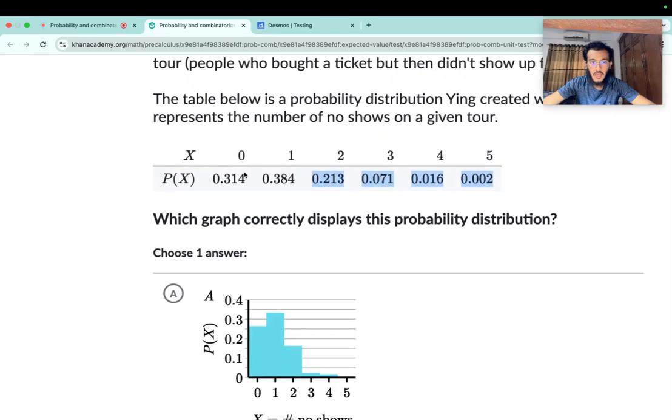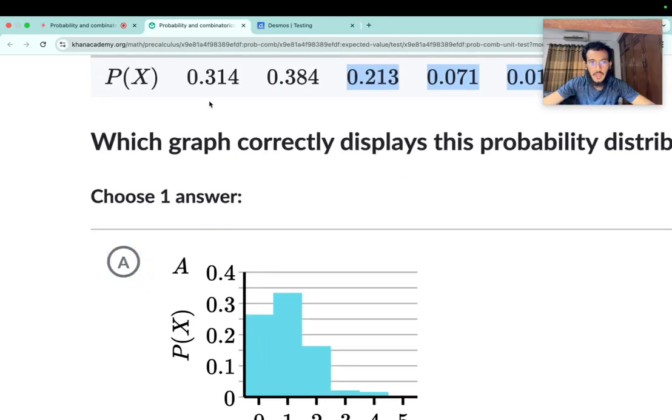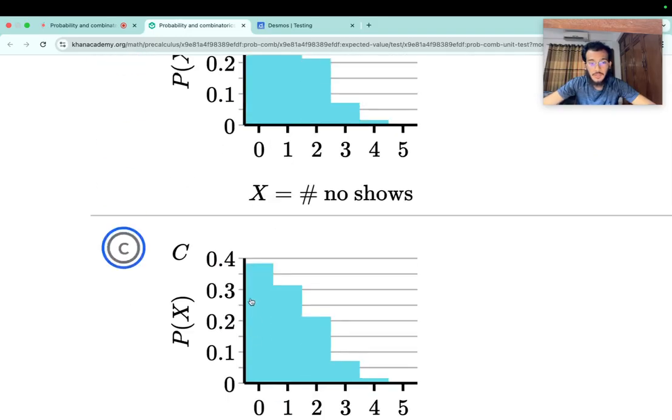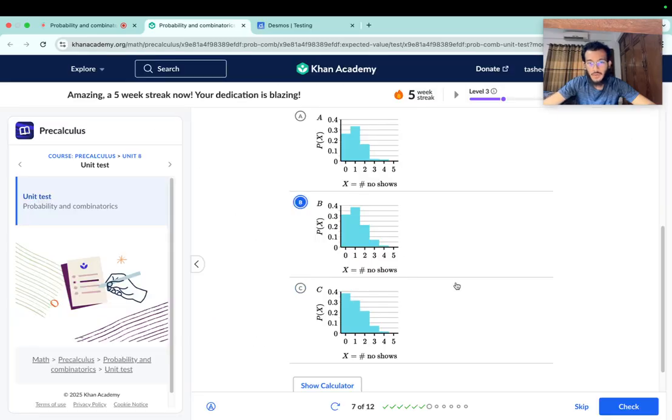So for 0, I should have 0.314. No, it is below, as you can see, it's below 3. It should be above 3. So cross out. It's good with B, and this is something above 3.5, and this is not the case here. So I don't have to look at anything else. B.